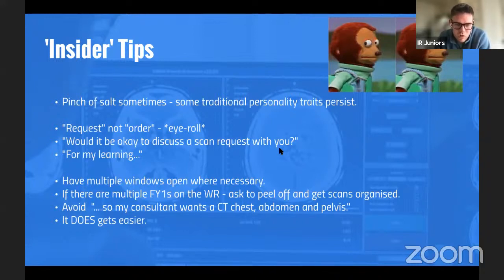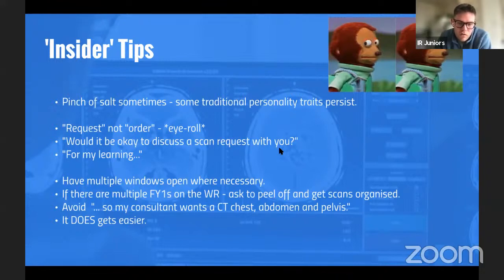If there's something that they don't agree with and you can't understand, phrases like "for my learning" are an excellent phrase that you'll use many times over the next year as FY1, so don't be afraid to do that. If you're ordering on an online system, as you often will be, have multiple windows open with blood results and previous scans, and be able to flick through those, because even though you can prepare yourself pretty well, sometimes having that information to hand, if they want a specific data point, is useful.